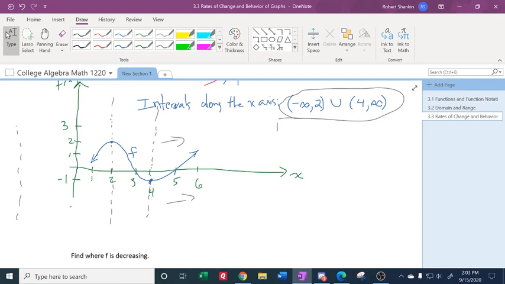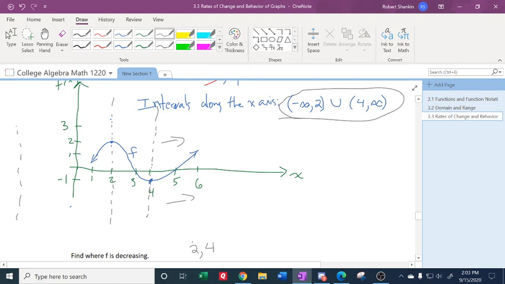Okay, group 1, where is f decreasing? This is Vanessa from group 1. We think that f decreases from 2 to 4. And what should I put? Parentheses or brackets? Brackets.